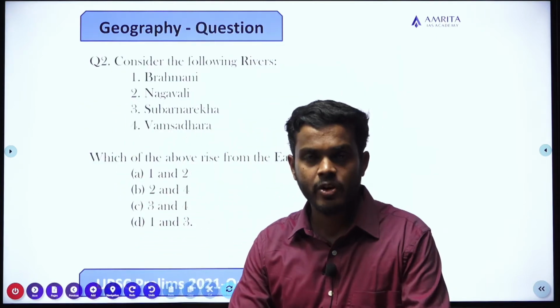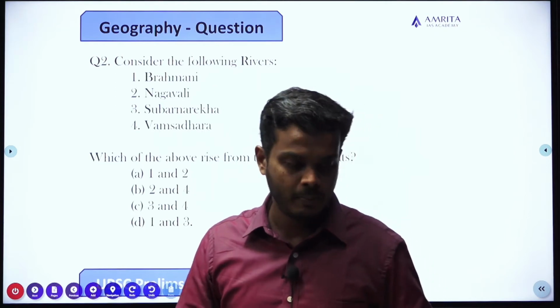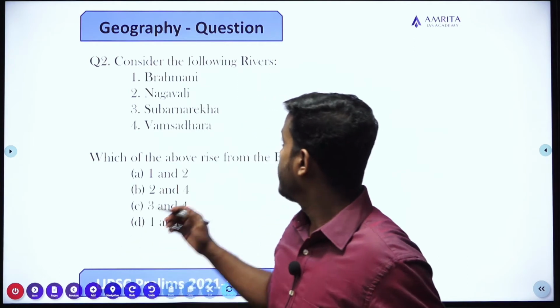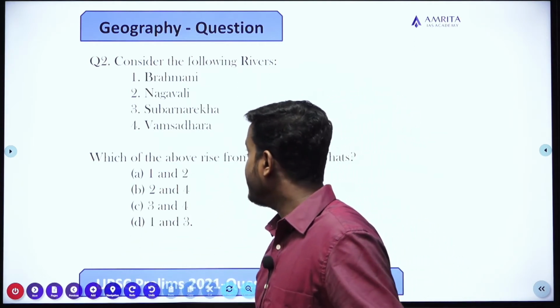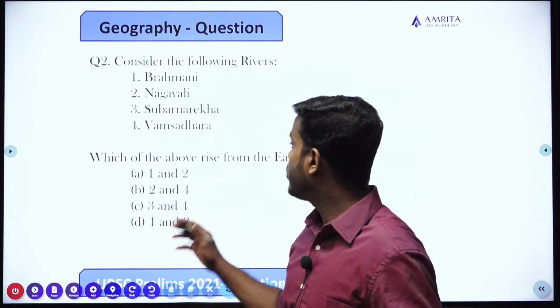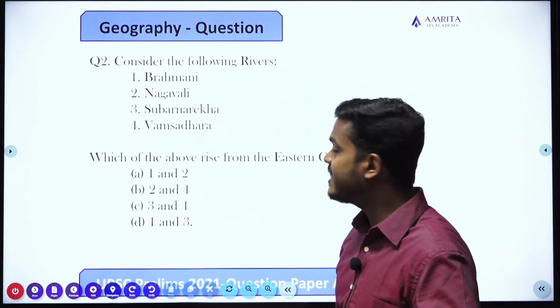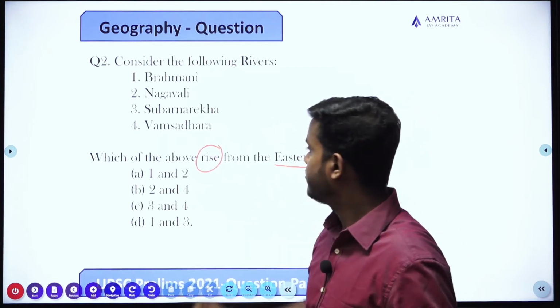This is a favorite area of UPSC. UPSC usually asks questions based on rivers. Consider the following rivers: Brahmani, Nagavali, Subarnarekha, Vamsadhara. Which of the above rise from the Eastern Ghats?